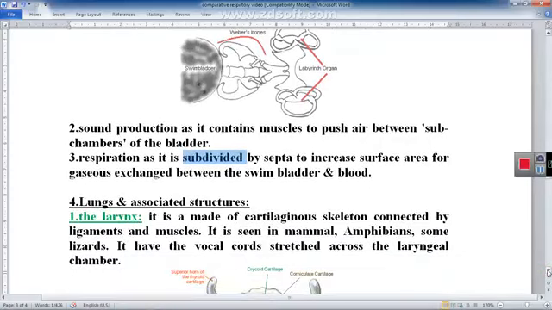So, the kinds of modification in the primary respiratory organ responsible for external respiration could be modification via skin respiration, cutaneous respiration, or via gill respiration, gill pouches, or via the swim bladder.